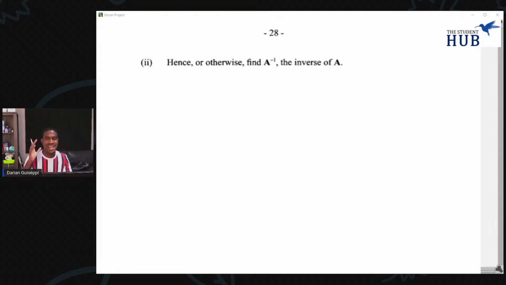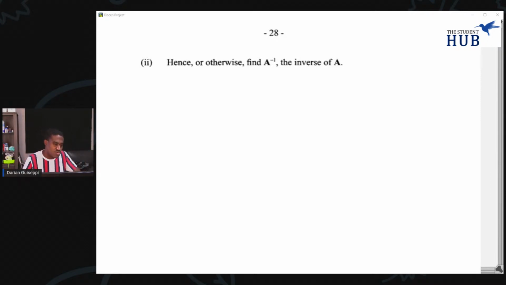What should come to your mind immediately? The determinant, or rather, the inverse of a 3x3 matrix is found by taking 1 on the determinant by the matrix of cofactors transposed. That is very key, right? Whenever they say hence in a question, they mean using the result from the previous part. So when they say hence here, they mean using the determinant from the previous part.